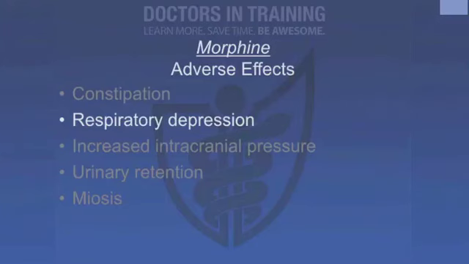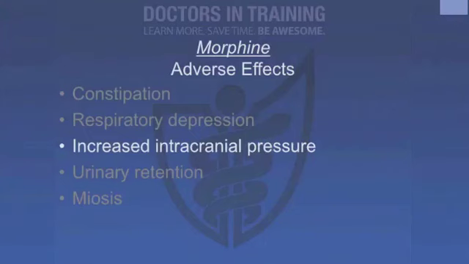Respiratory depression, we talked about this before. Overdoses can lead to death, and it can be rather dramatic. People can come in very altered and barely breathing, and they've taken too many opioids. Increased intracranial pressure, and we discussed the mechanism behind that earlier. So don't give it to your brain-damaged patients. Any brain injuries, you want to stay away from morphine.